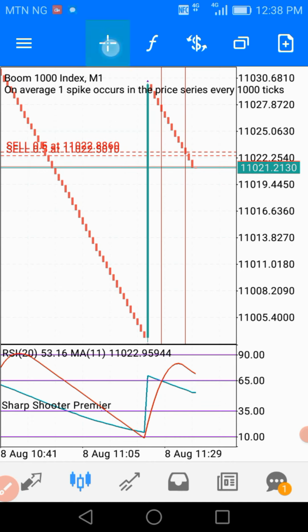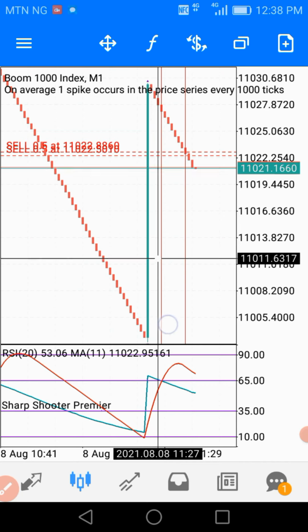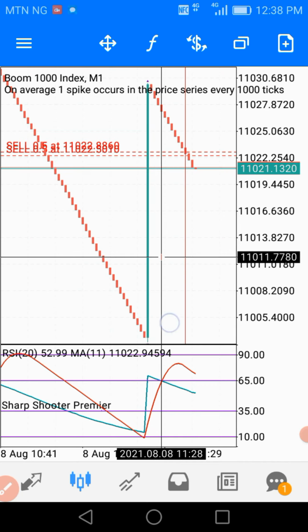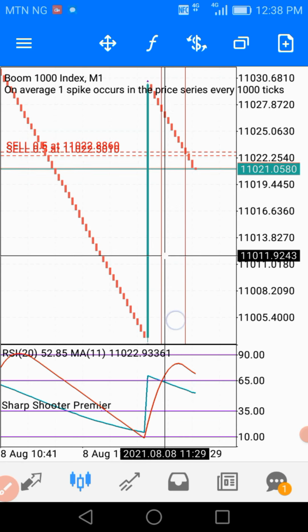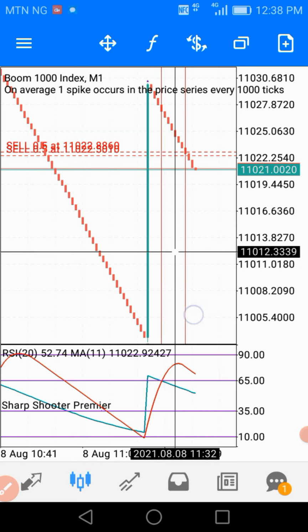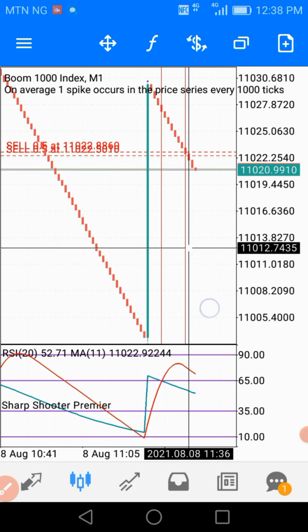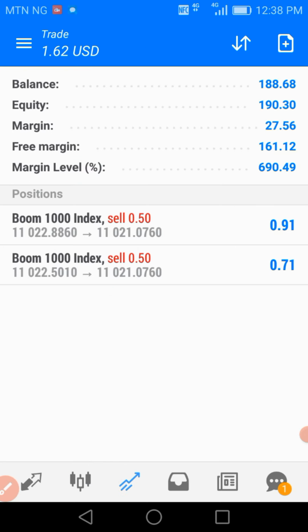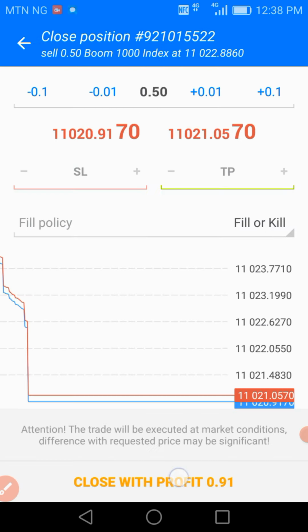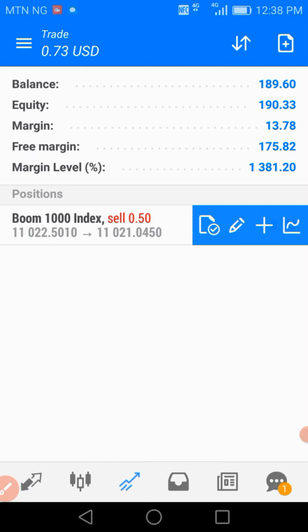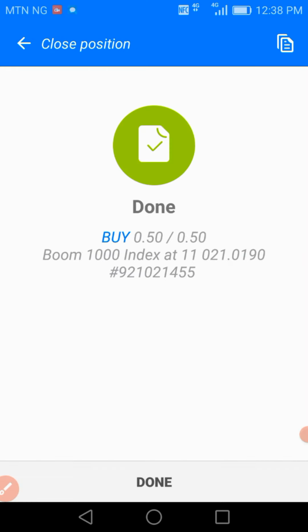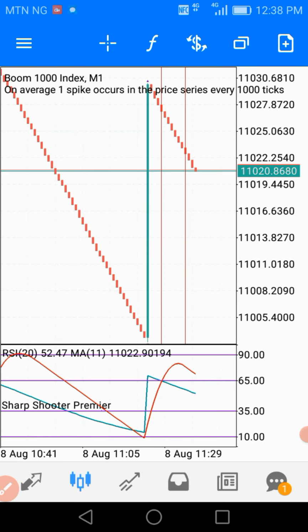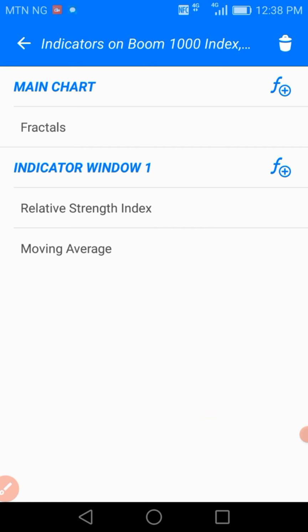Now let's count from that vertical line. The first one, this is the place we're supposed to enter. I'm going to give you the settings and the conditions for you to trade with this strategy very shortly. This is 1 2 3 4 5 6 7 8 9 10. So let's just close so that I'll give you the conditions for you to trade this strategy and then the settings. All right, okay guys, now let's quickly go to the settings. Let me give you the settings.